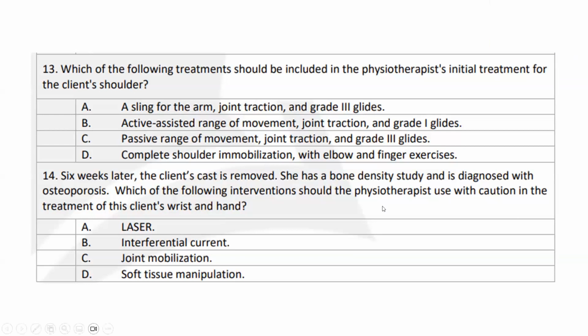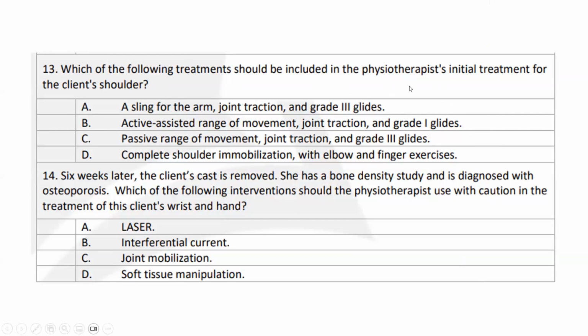Which of the following treatments should be included in the physiotherapy initial treatment for the client's shoulder? Initial treatment means, if there is pain and stiffness, then for pain, analgesic modalities, not joint destruction. Which of the following treatments should be included in the physiotherapy initial treatment? Right.